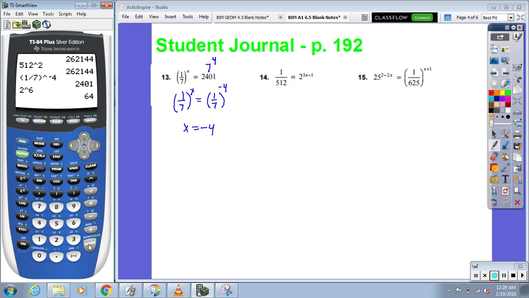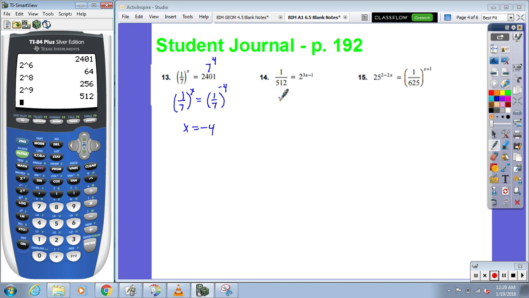I'm just taking a guess here. So that's way too small. So let's jump up a little bit and try 2 to the 8th. Alright, not quite there, so let's jump up one more and try 2 to the 9th. And we get 512. So we know that this at some point relates to 2 to the 9th.